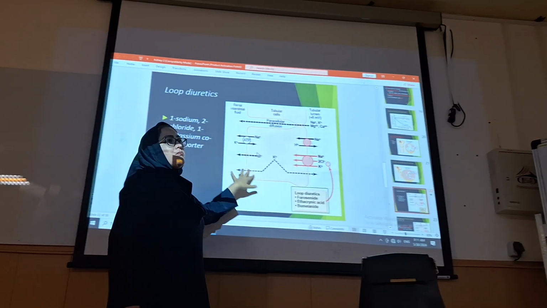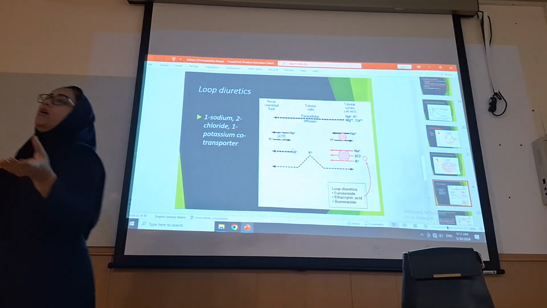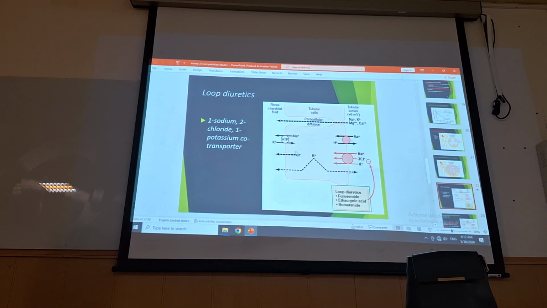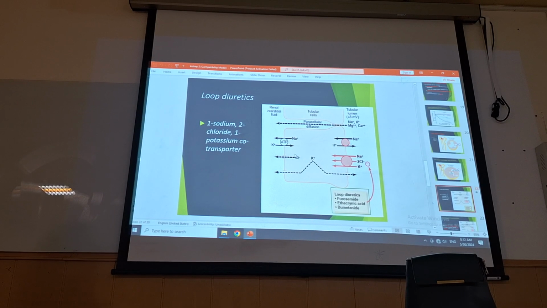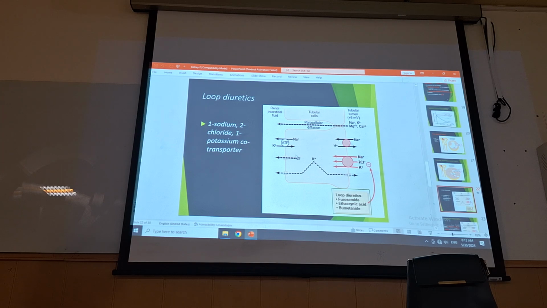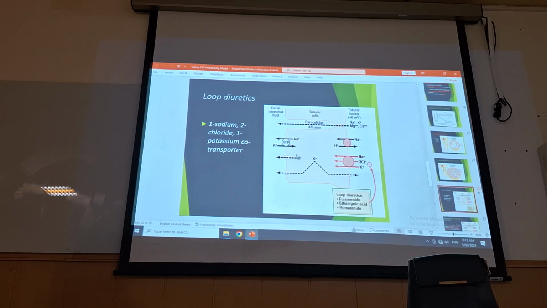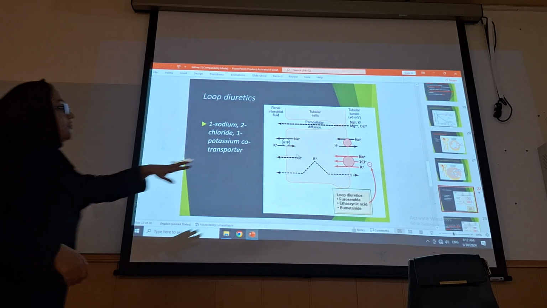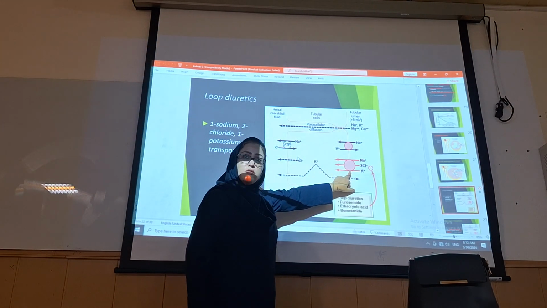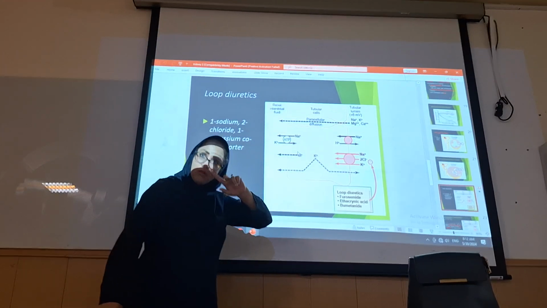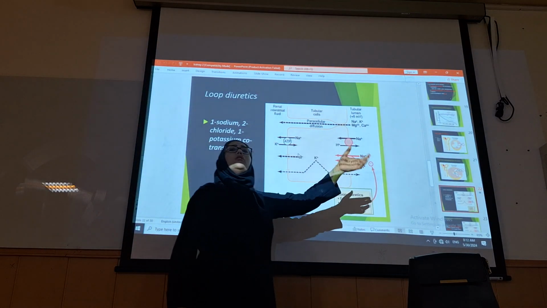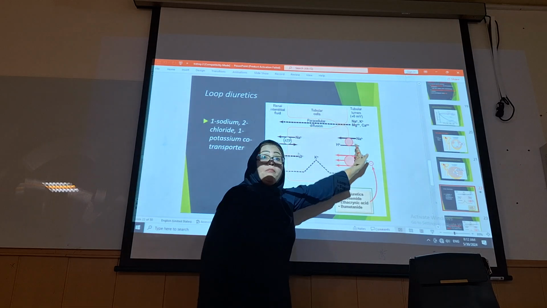Membrane, basolateral membrane. Tell me what you are watching here. Which transporter? We see from the apical side, first the sodium hydrogen exchanger. And we see the sodium, 2 chloride, 1 potassium co-transporter. So it takes in 1 sodium, 1 potassium, and 2 chloride ions. Chloride, sorry. Potassium 2 chloride co-transporter in the apical membrane.